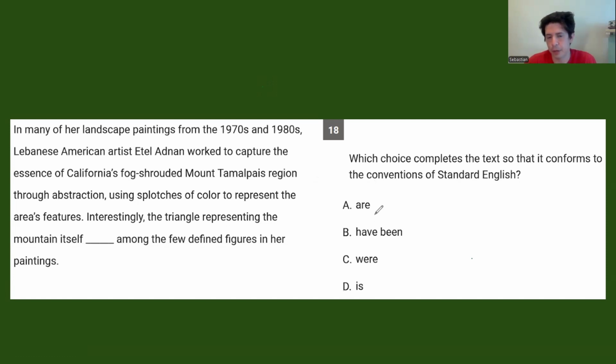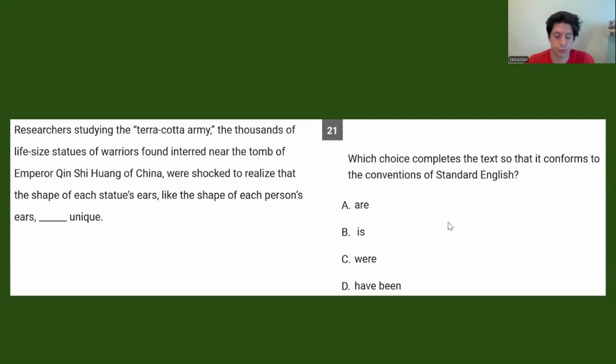So if you look, right, are, have been, were, is. So three of these are plural and one of them is singular. Itself. I mean, were could be you were, right? But you wouldn't say it were, he were. So itself, is it singular, right? It's the triangle representing. So it is singular and it is. Okay, now let's go to 21.